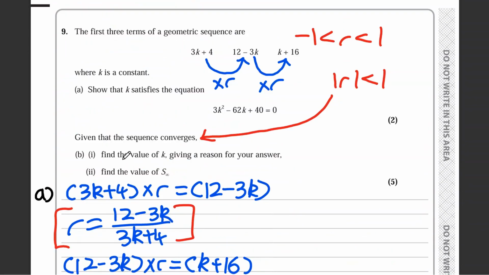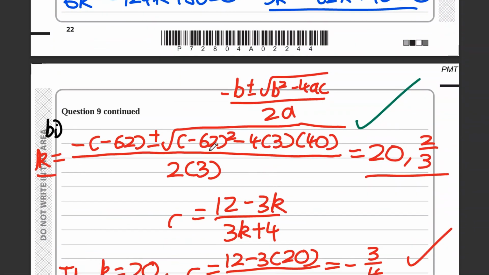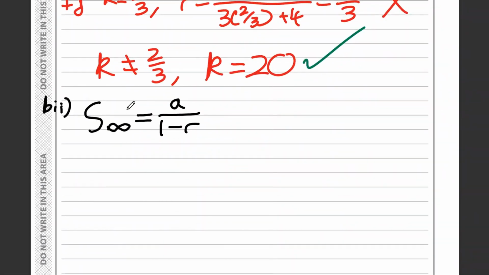Okay, and then for the second part of B, we need to find the value of the sum to infinity. So the sum to infinity is given by this formula here. This is actually given to you in the formula booklet, where a is the first term in the sequence and r is the common ratio between the terms.